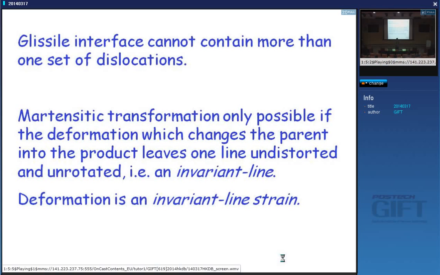First of all, it must be diffusionless. So your question is, what is the key characteristic to define martensitic transformation? It must be diffusionless and displacive. Displacive meaning that there is actually a deformation which carries the parent phase into the product. So you will be able to observe the displacements, which I haven't shown you yet.